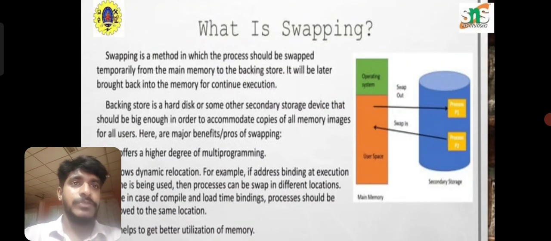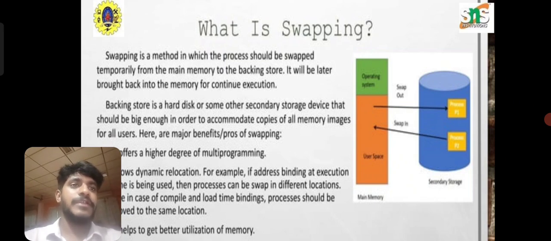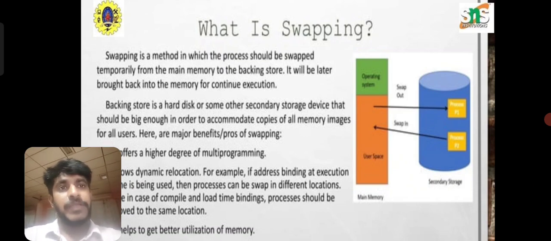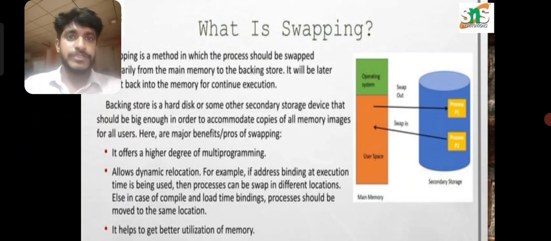So, coming to the swapping concept: swapping is a method in which a process is swapped temporarily from the main memory to the backing store, and later brought back into memory for continued execution. Whenever needed, the process is stored in secondary storage and brought back into memory to continue execution where it left off. The backing store is a hard disk or some other secondary storage device that should be big enough to accommodate copies of all memory images for all users.